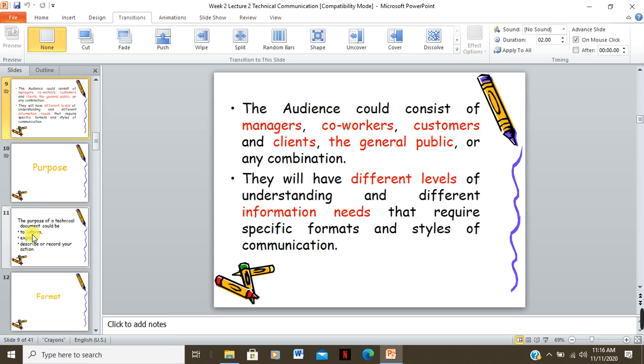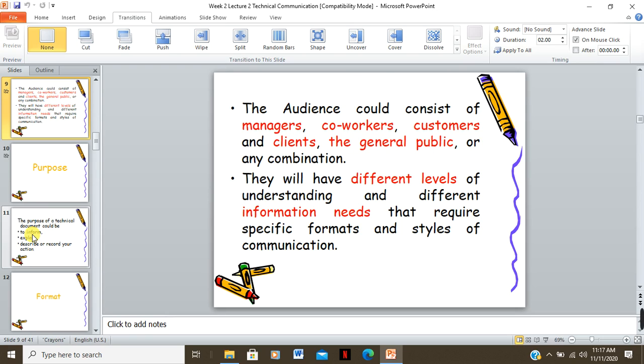We need to recognize them. The audience could consist of managers, co-workers, customers and clients, the general public, or any combination. So you see that we have a large variety of people with whom we can come into communication, and they all are different people, and they all have different mental capabilities. They all have their level of understanding.